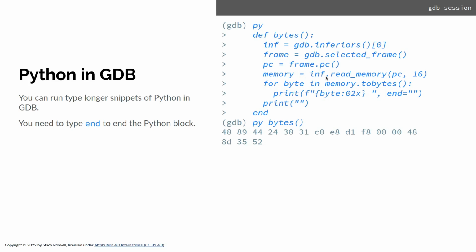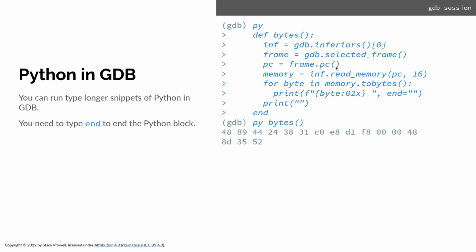Then we go to the inferior, read memory, starting at RIP, going 16 bytes, and that returns a GDB memory struct to us. We convert it to a byte array, and then we iterate over that. We print out each byte. We don't have a new line at the end. This lets us suppress the new line. And then we print a new line after we printed the whole thing, and we have an end, and we're done. Then we can just call it like this. So this is just defined at the prompt.